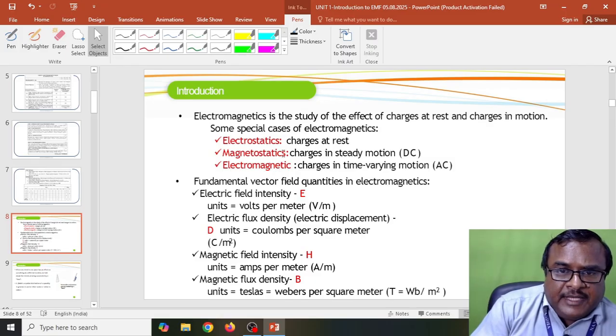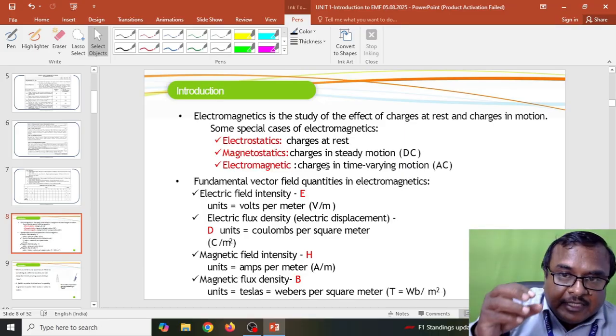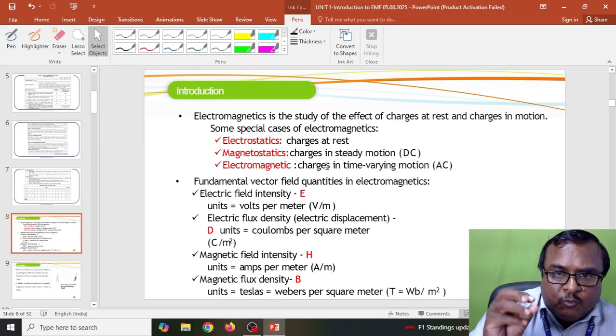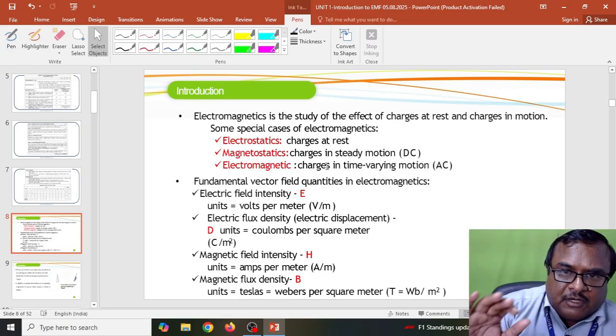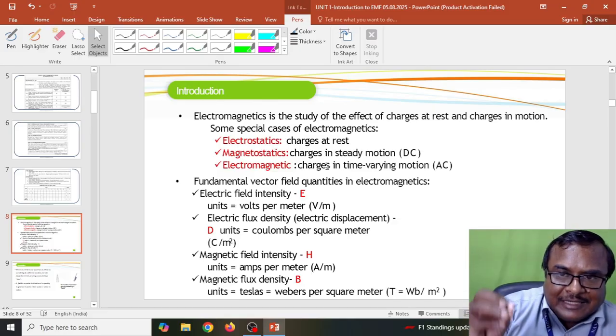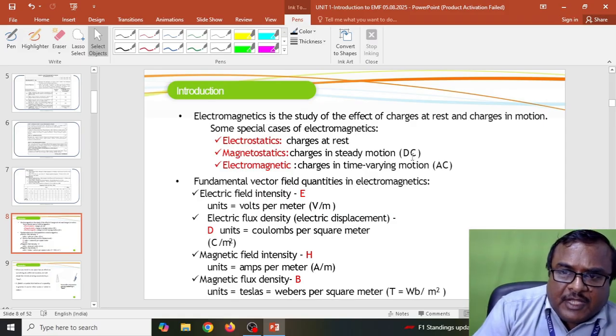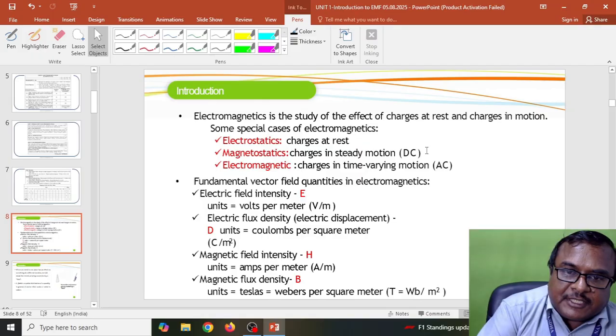So we have three cases. In electrostatics, the charges are at rest, stationary, and there is no movement. Positive and negative charges are at rest. Whereas in magnetostatics, the charges are in moving condition, that is steady motion. Steady motion is what we call DC, so we have the DC effect, the direct current effect.